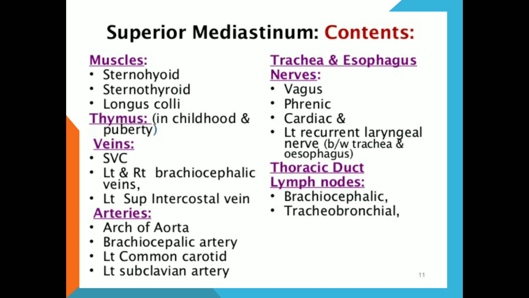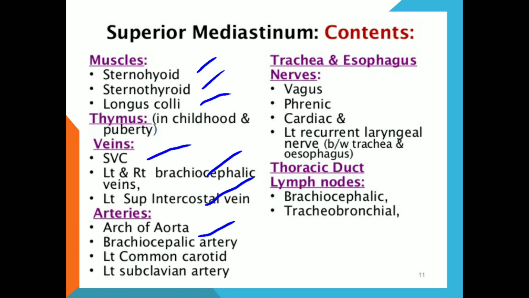So this is how you have to write the superior mediastinum contents. Muscles are there: sternohyoid, sternothyroid, and longus colli. Thymus. We have done histology of the thymus, do you remember? In childhood and puberty. Veins: the superior vena cava, right and left brachiocephalic veins, and the left superior intercostal vein. Arteries: arch of aorta.